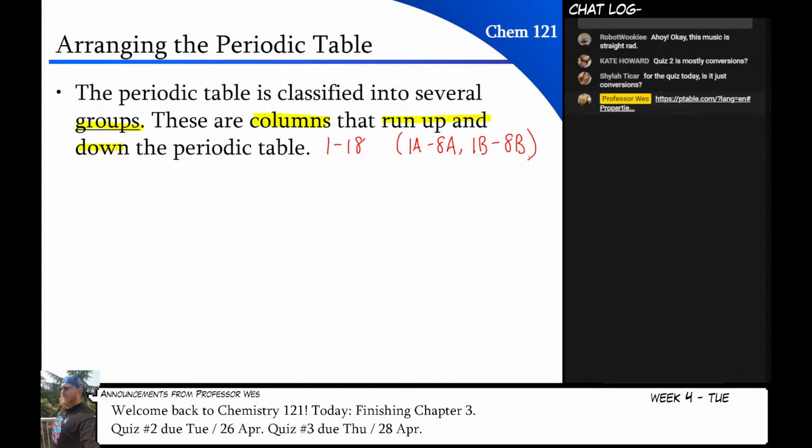Nowadays, we've just sort of numbered everything all the way across 1 through 18. Both of these numbering systems are useful to us. But for the purposes of this class, whenever I see something that looks like this, I'm going to renumber it so it's in this scale. I'm going to just call things 1 through 18.